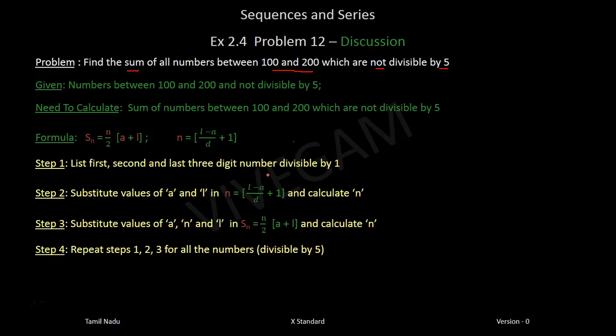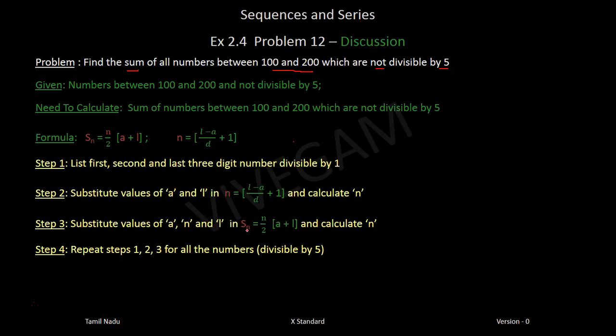Now repeat the same for divisible by 5. What will be the first number? First number will be 105. Last number L will be 195. What is D? D is 5. So we can calculate n. Once we know n, substitute A equal to 105, L equal to 195 and calculate the sum. That is the sum of all the numbers which are divisible by 5.